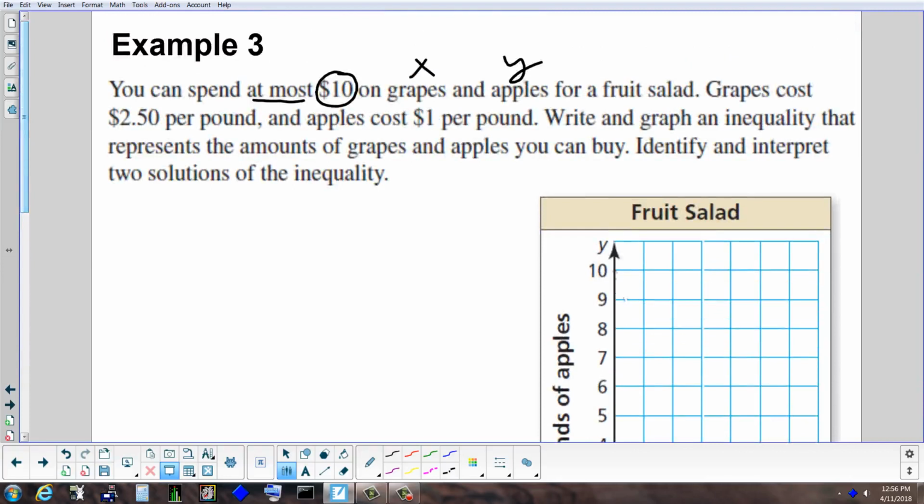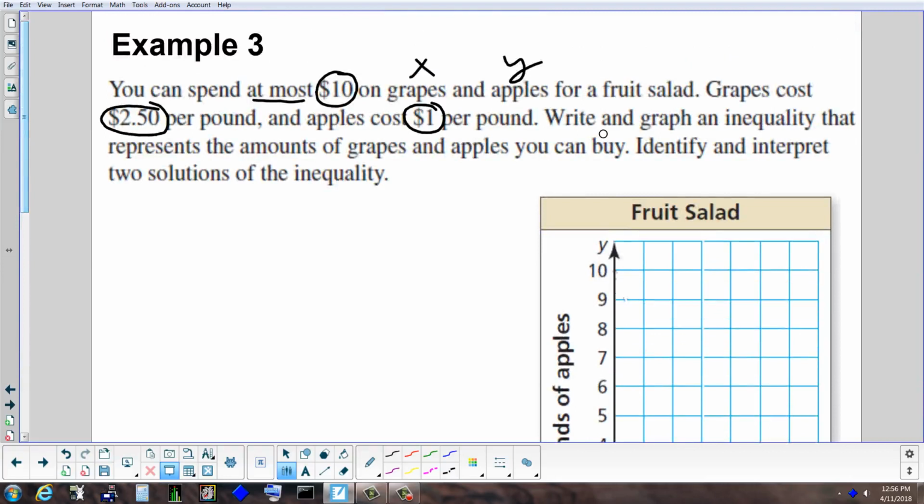All right. So grapes cost $2.50 a pound. Apples cost $1 a pound. Anything that's important in that sentence? Yeah, how much it costs per pound. Yep. How much do you pay per pound for grapes? How much do you pay per pound for apples? Now I think we're done. We have everything important circled.